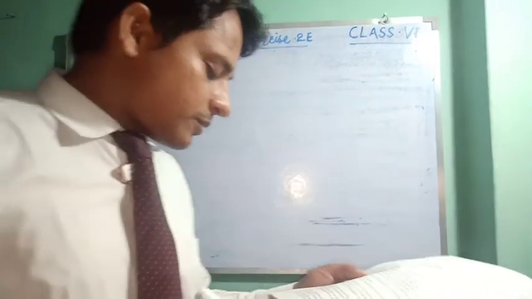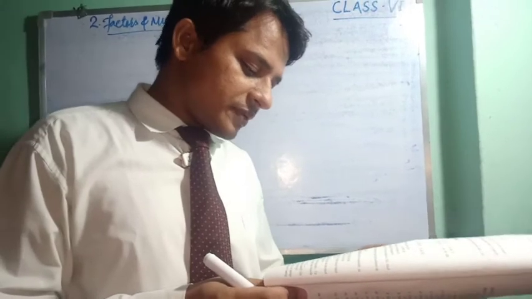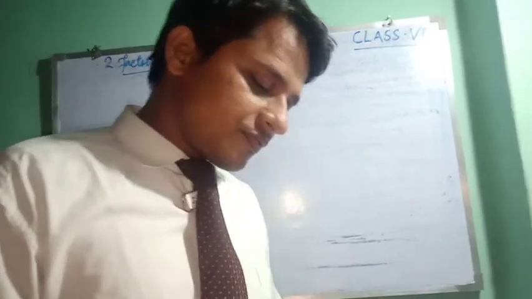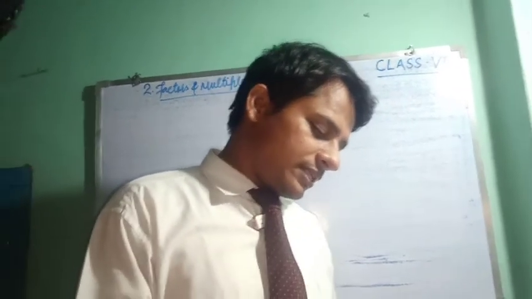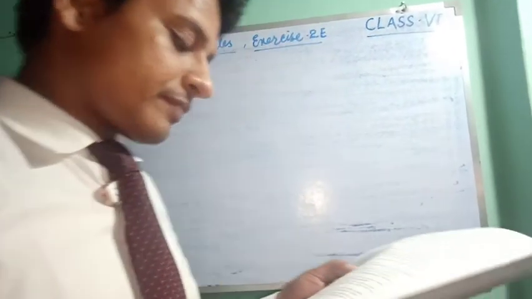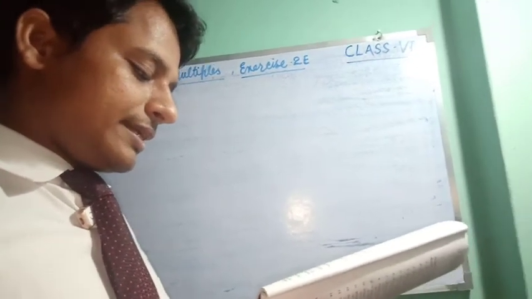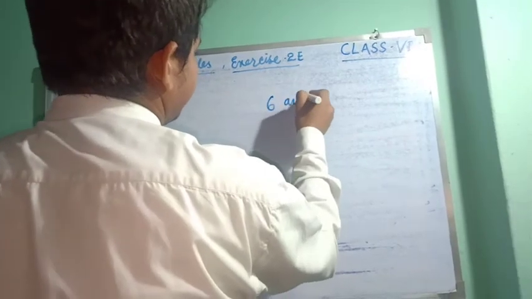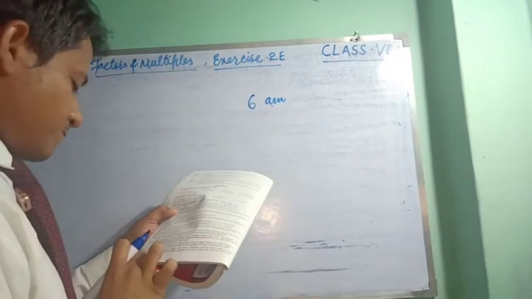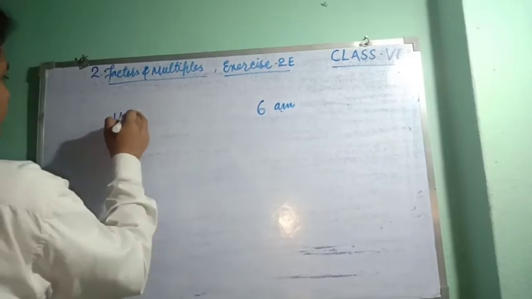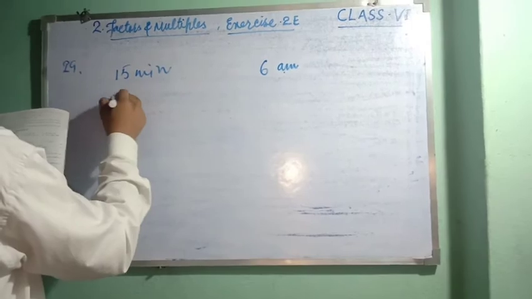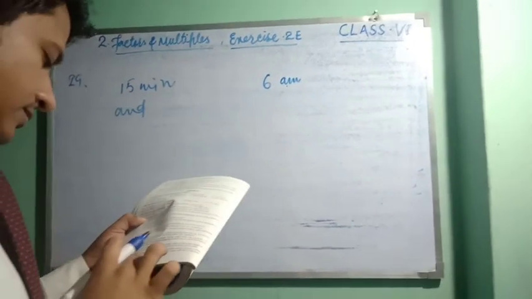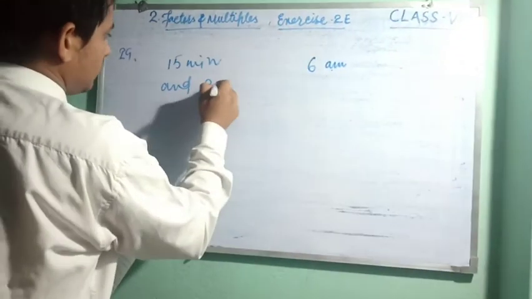Now see question number 29. An electronic device makes a beep after every 15 minutes. Another device makes a beep after every 20 minutes. They beeped together at 6 a.m. At what time will they next beep together? Here the given numbers are 15 minutes and 20 minutes.